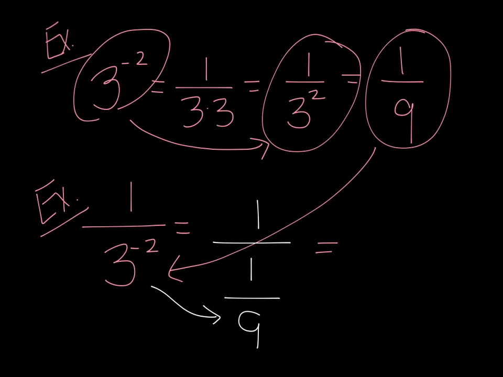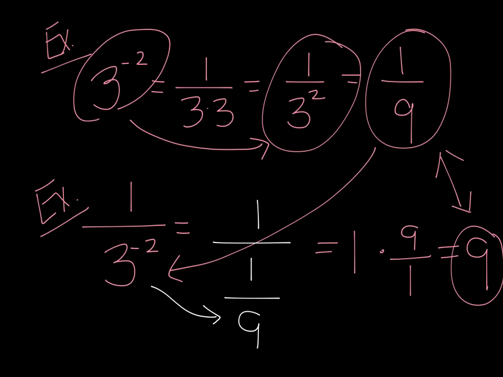So if we remember, do you remember any rules about a fraction divided by a fraction? Yes, when we divide, it's the same as multiplying by the reciprocal. So I can multiply by the reciprocal, which is 9 over 1. So this just gives me 9. So if we look at these two answers, when we had 3 to the negative 2 by itself, we ended up with 1 over 9. When we had 3 to the negative 2 in the denominator, we ended up with 9. So let's talk about what this is really telling us to do for a shortcut.